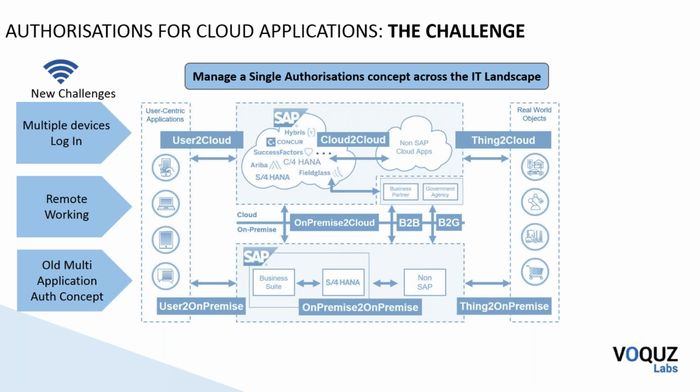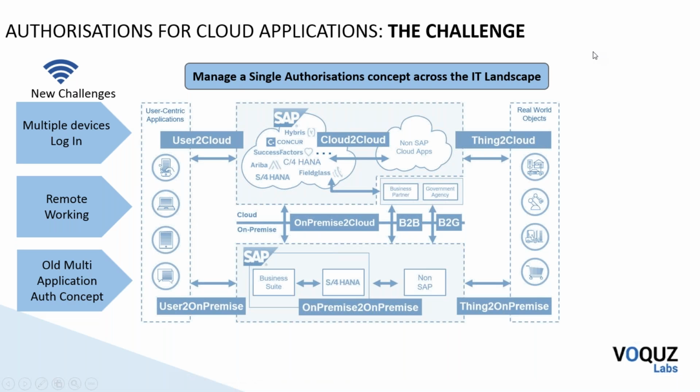Thirdly, some of the other challenges is that as we've moved towards new applications on cloud, it means that the old multi-purpose application authorization concept is very difficult to maintain. In the past you've had a separate authorization concept for each different solution or application, and that becomes very inefficient to run, and it becomes very non-cost effective.